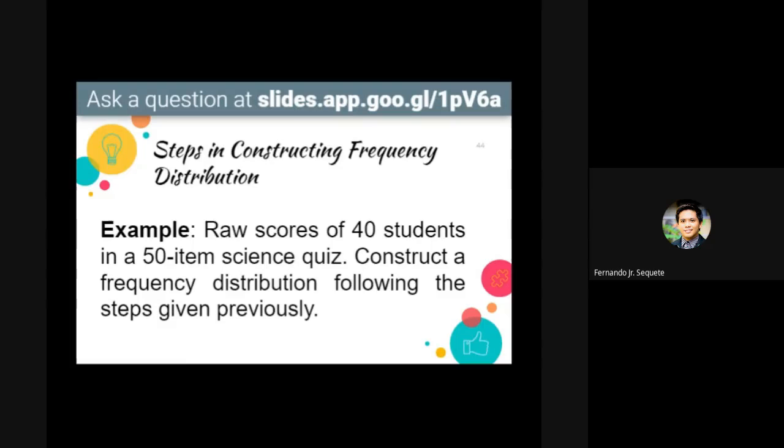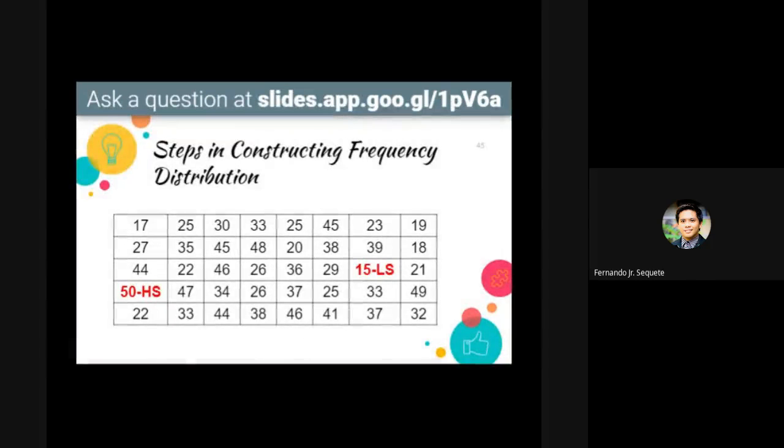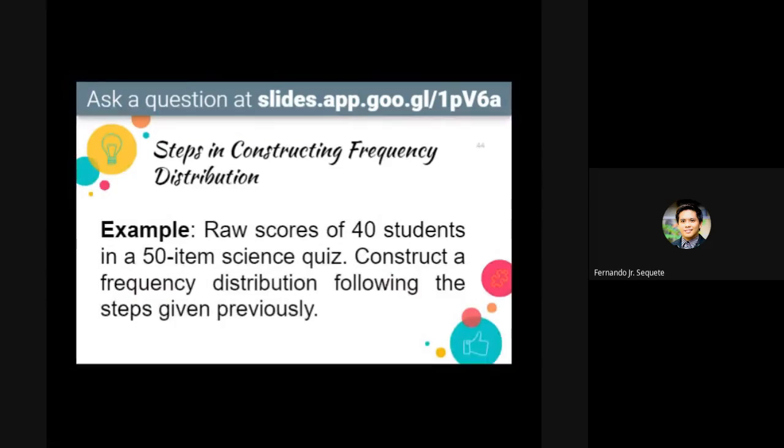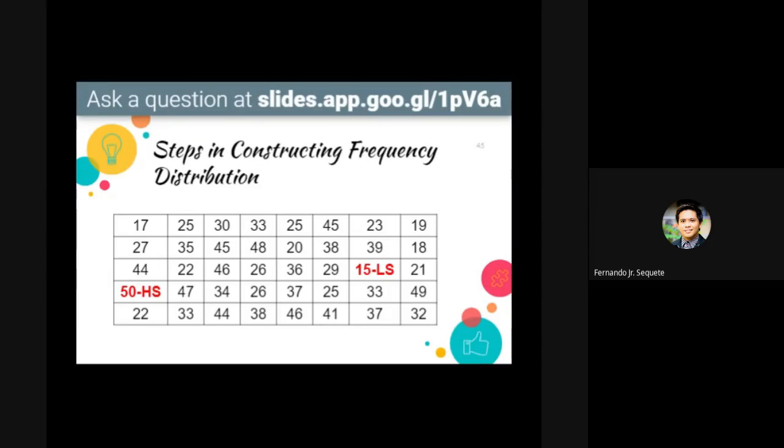Okay. So we have an example, raw scores of 40 students in a 50-item science quiz. Construct a frequency distribution following the steps given previously. So meaning to say, meron tayong raw scores of 40 students. So expected na meron tayong 40 lahat ng mga score. So that is 40.